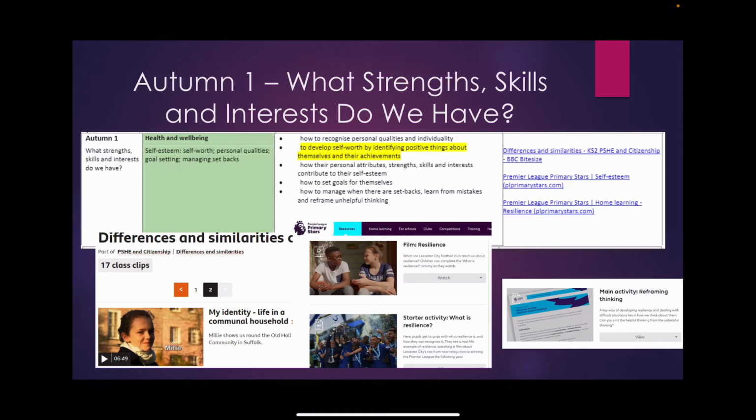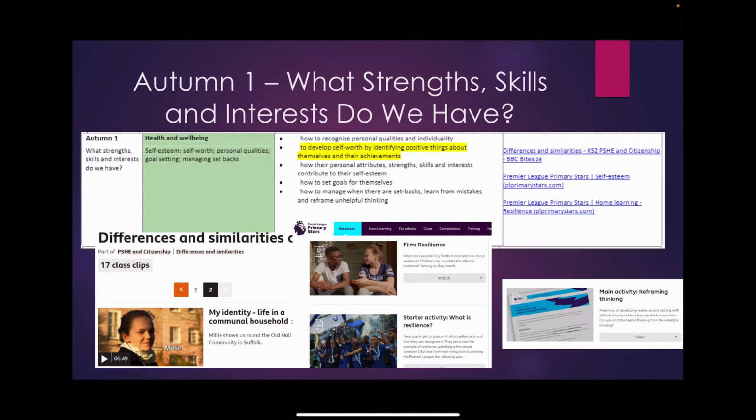In Autumn 1, our key question is what strengths, skills and interests do we have? This is a really lovely way to start the year as we look at the children's personal qualities and individuality. In this unit, we also look at self-esteem and how their personal attributes contribute to this, and the children learn how to identify positive things about themselves and their peers and look at their achievements.